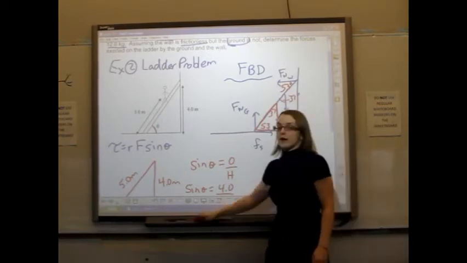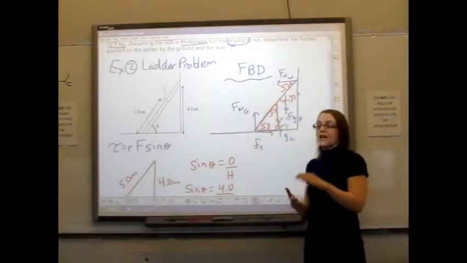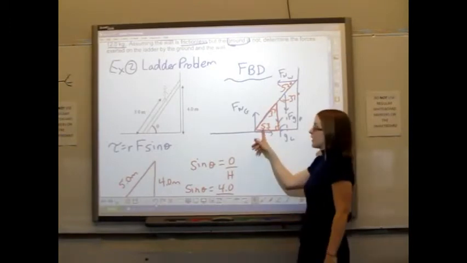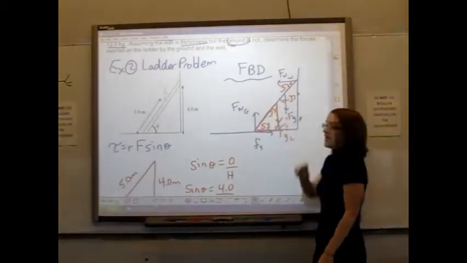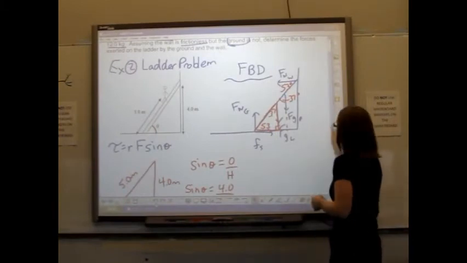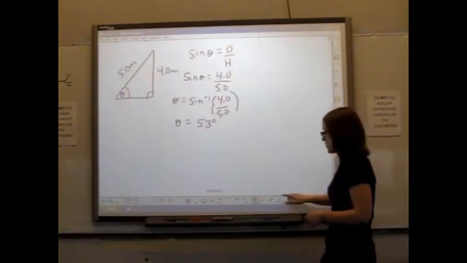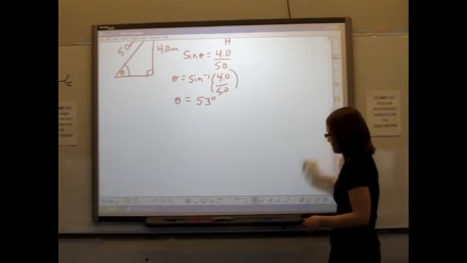So here's how the ladder problem is different than other torque problems you've done. The angles are never the same. The angle at the ground is always going to be different than the angle that any vertical force makes with the ladder. All right? So now we're ready to set up our list of givens.